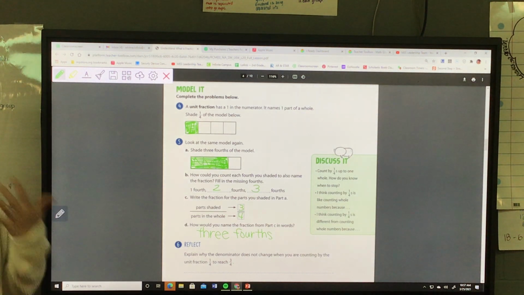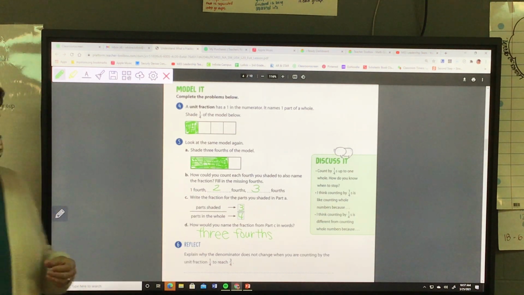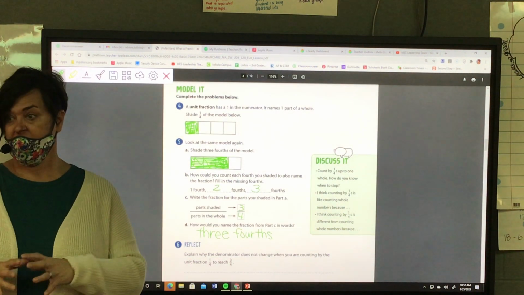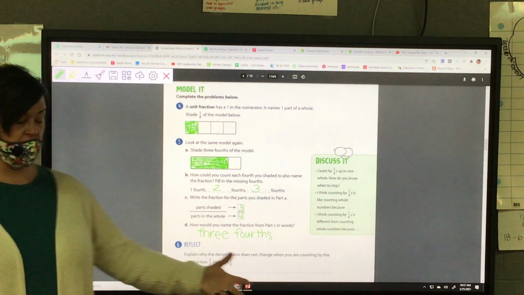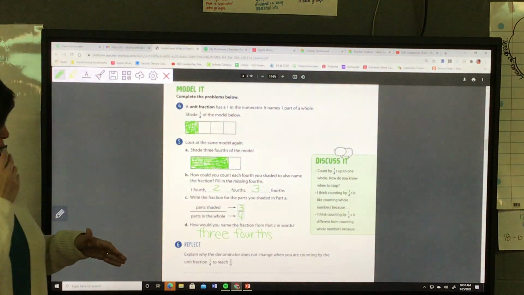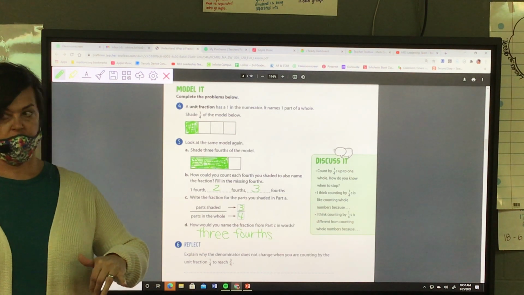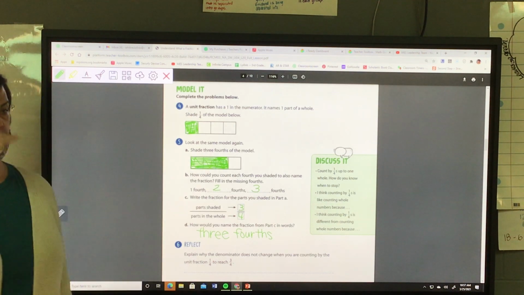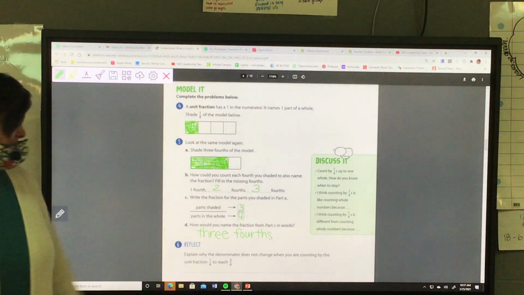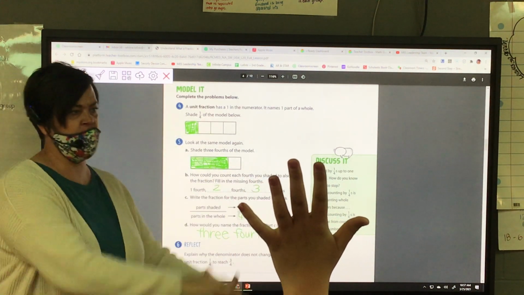Okay, let's look at 6. We're just going to talk about this one, okay? It says, explain why the denominator, top or bottom number? The bottom number, that's the one that tells us how many parts are in the whole thing. Explain why the denominator does not change when you are counting by the unit fraction 1/4 to reach 3/4. So you would say 1/4, 2/4, 3/4. Why does that denominator not change? Why is it the same for each of those fractions?